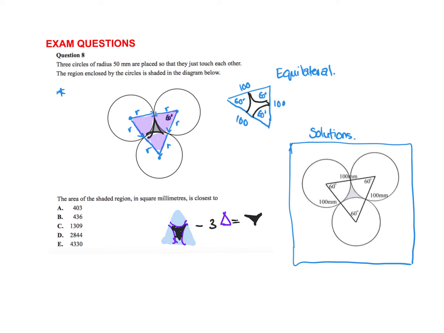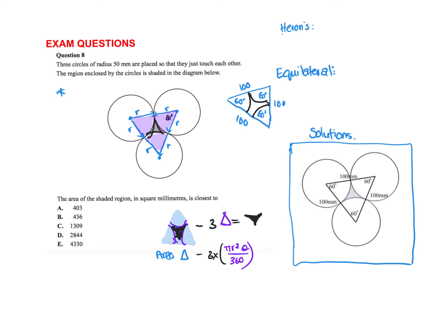So first of all, we had to see the area of a triangle. We're going to find the area of this triangle, and we're going to minus 3 times the area of a sector, which remember is pi r squared times angle over 360, and that will give us our answer. All right, so we've got an equilateral triangle. Which formula could we use? We could use Heron's formula for the triangle. So just do it up here.